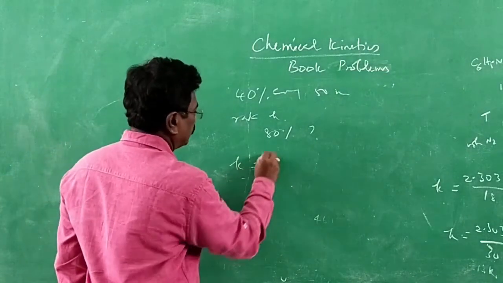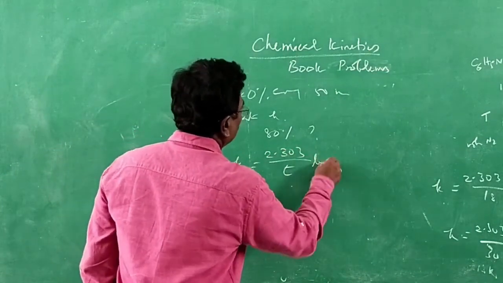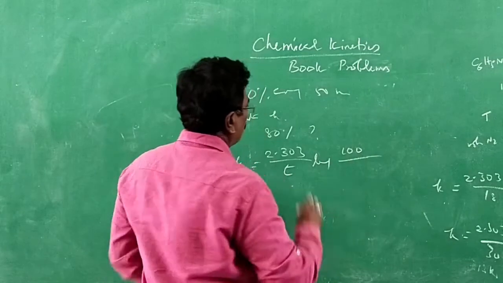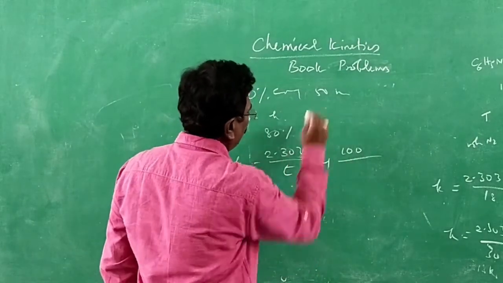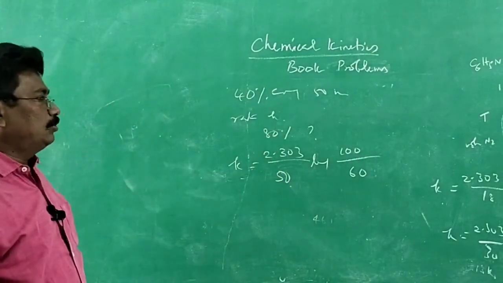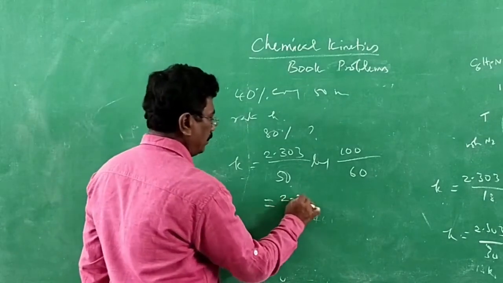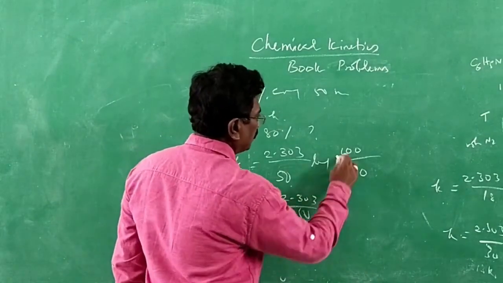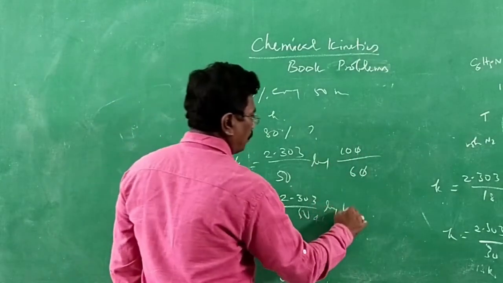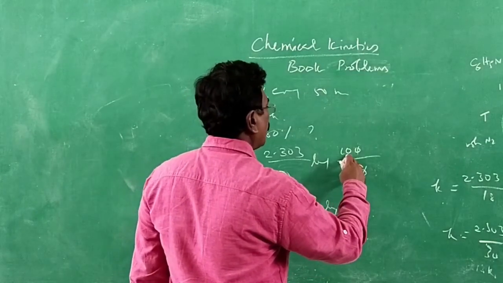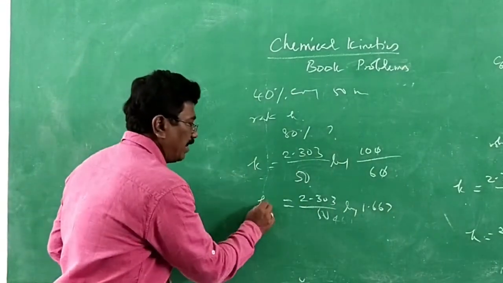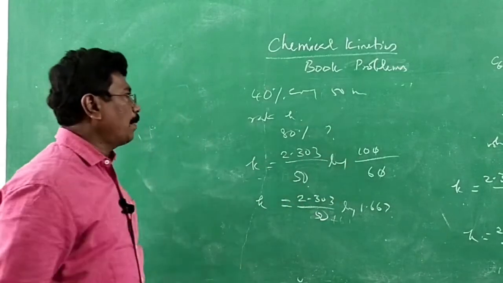So k is equal to 2.303 by t log. 40% completed, initial 100. 40% completed means remaining in time t, that is in 50 minutes. What will be the remaining? 60. So k we can calculate. To start with, we can calculate k: 2.303 by 50 log 10 by 6. You can do the sum, 1.667, like this it goes. You can take logarithm, you can get the k value, or else you can keep as such. We have calculated k.